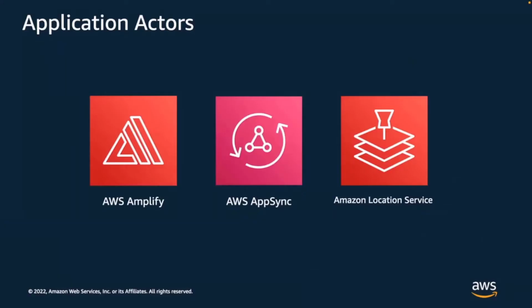Now, to get this taken care of, we're going to be using a couple of application actors today. I've touched base on Amplify, and we're also going to be making use of AWS AppSync. In addition, to bring in that location service, we're going to have Amazon Location Service to do just that.